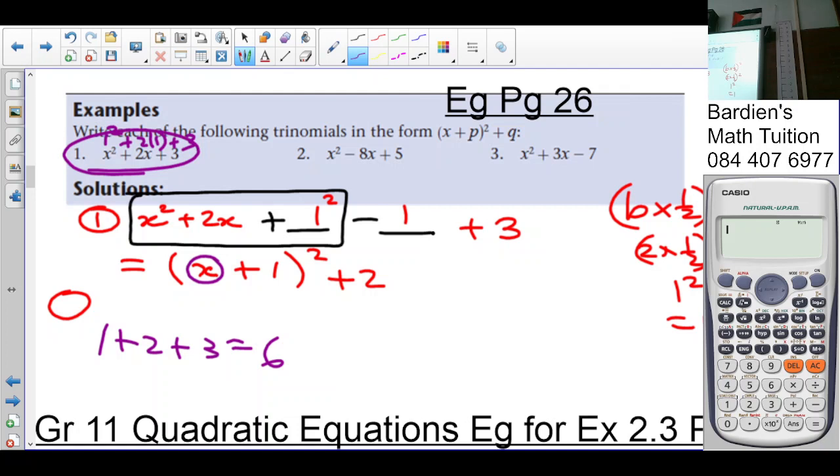If I'm not going to get 6, then I've actually changed the value of the expression. Can you see that? So let's put a 1 in here. What's 1 plus 1? 2. And 2 squared? 4. And 4 plus 2? 6. And there it was.